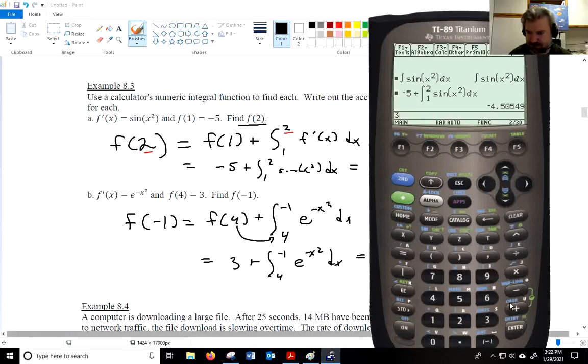So 3 plus the integral of e to the negative x squared to be exact, comma x, comma 4, comma negative 1. And most of the time, yes, this calculator will take an integral if I don't put in, looks like I'm missing a comma there. If you don't put in the numbers, it will try and take an integral if it can. This one, it wouldn't be able to. But on the AP Calculus exam, anytime you're putting an integral in the calculator, it should be numeric. And we'll evaluate.